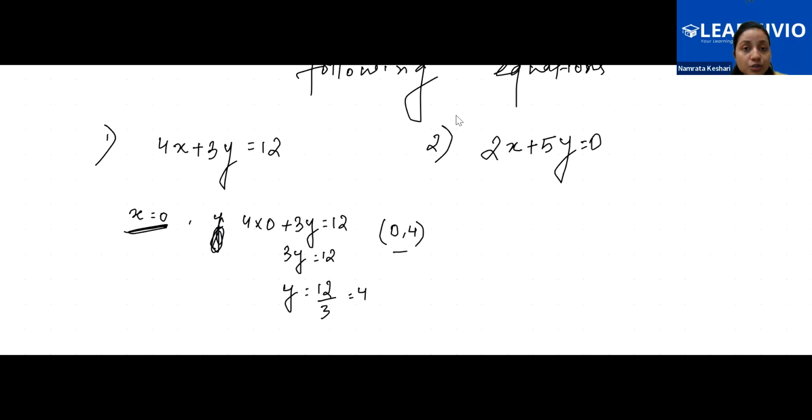How did we find this solution? See, this is very important. With x equals 0, you have to calculate the y value. You just put x equals 0 in the given equation, and you will be able to calculate the other variable. That gives you one solution. If you want to check it by substituting x as 0 and y as 4, you will get 12 only. Check it.